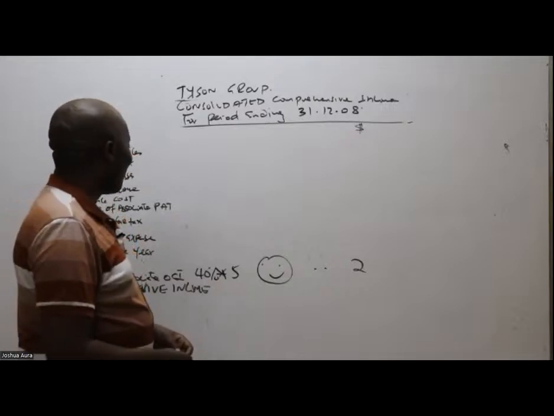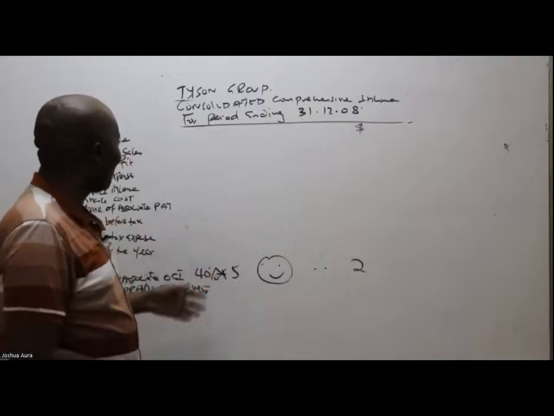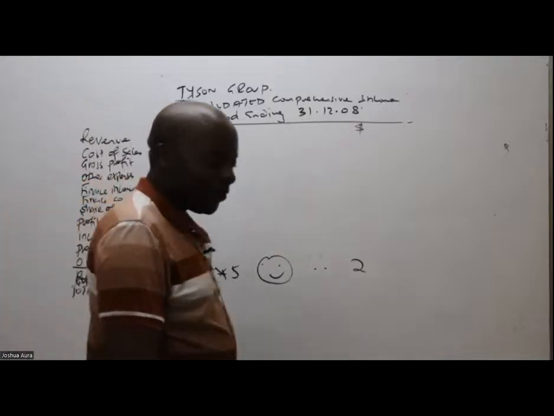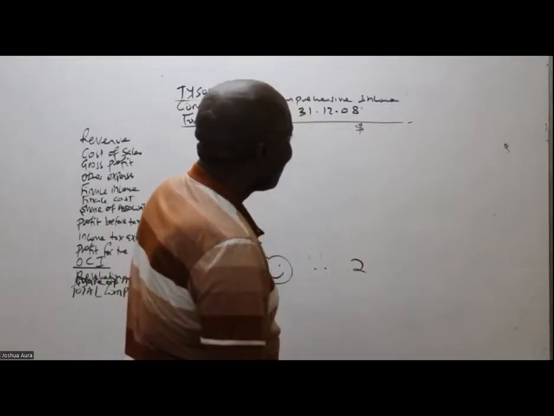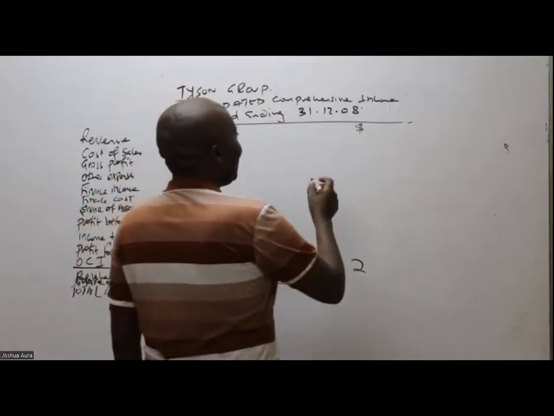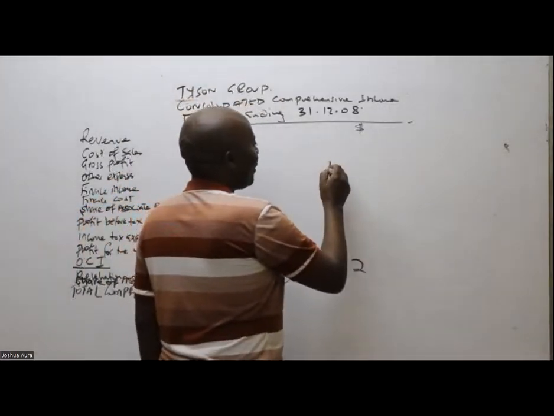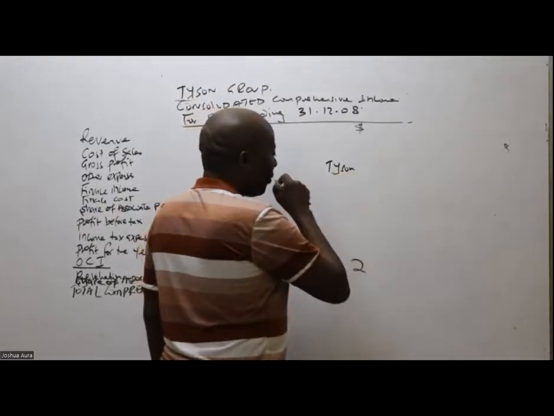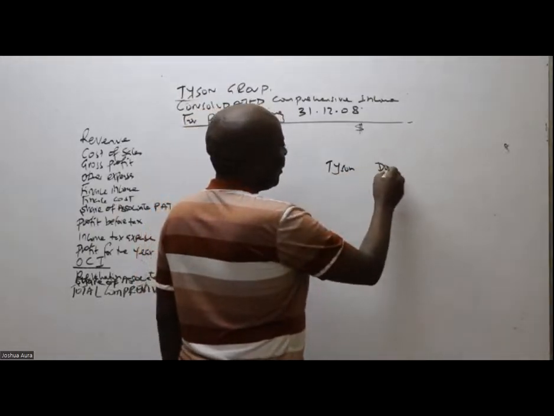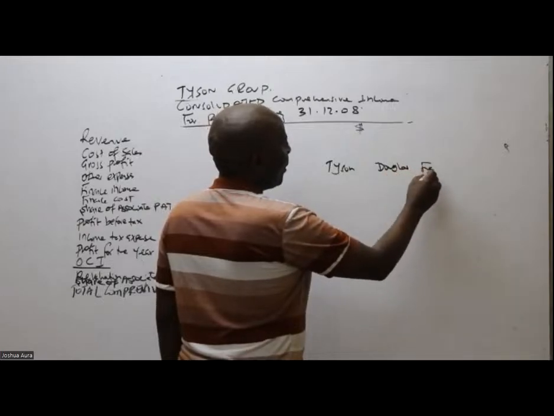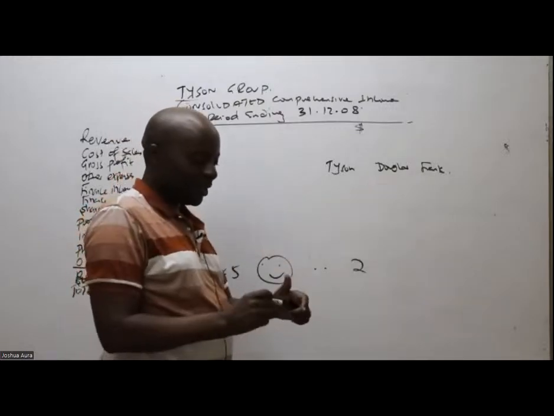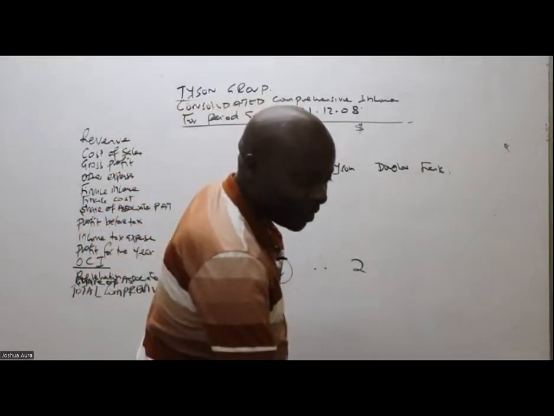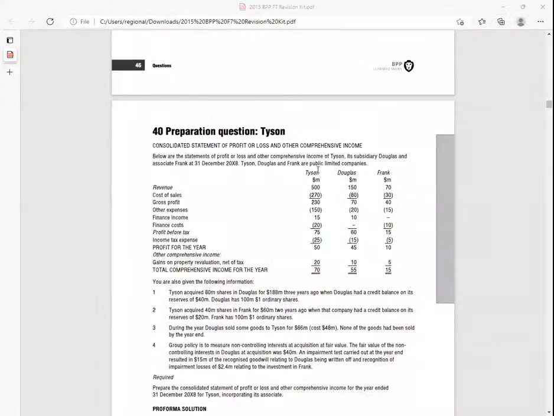Now, after that, ladies and gentlemen, I can start picking up the other things very easily. So we start with revenue. Now, the other thing you're supposed to know: you see this guy has given us 3 columns. He has given us the comprehensive income of Tyson, of Douglas, and of Frank. Frank is the associate. This is the parent company, and this is the subsidiary.